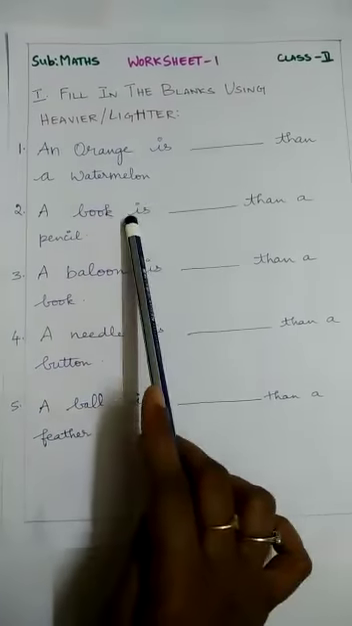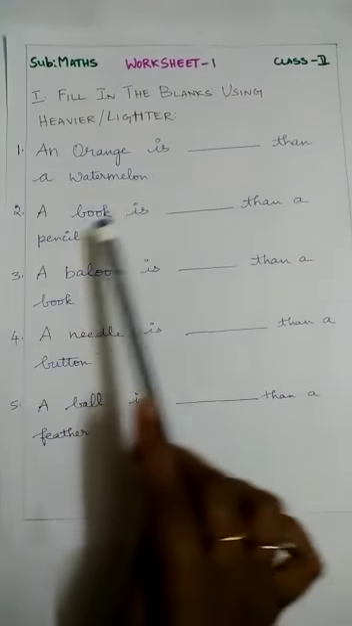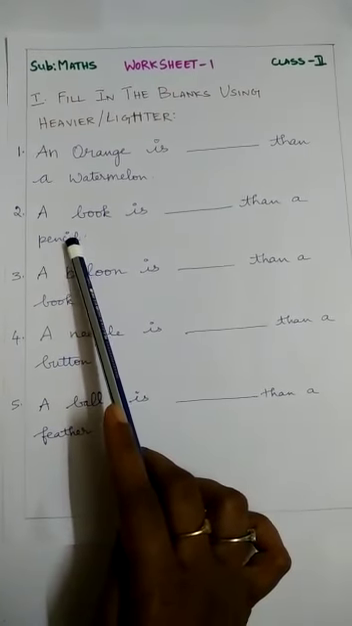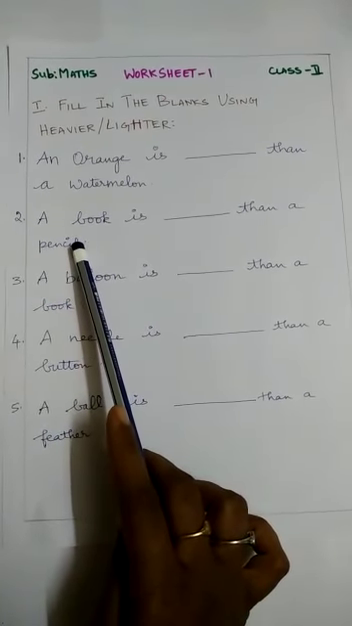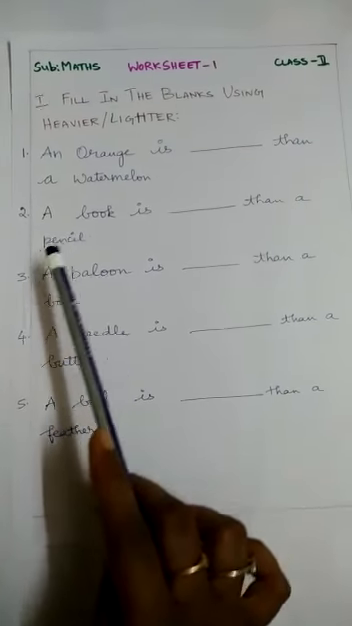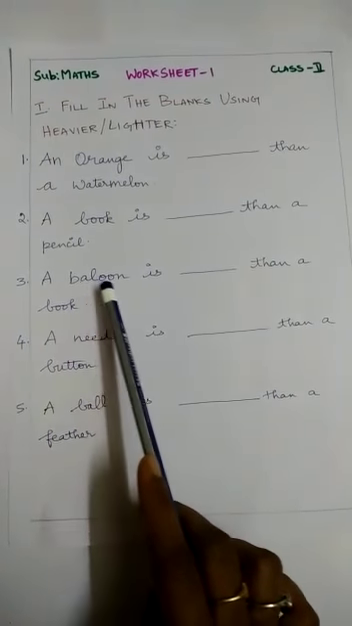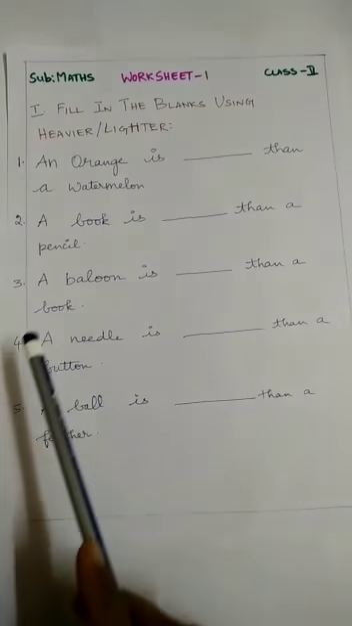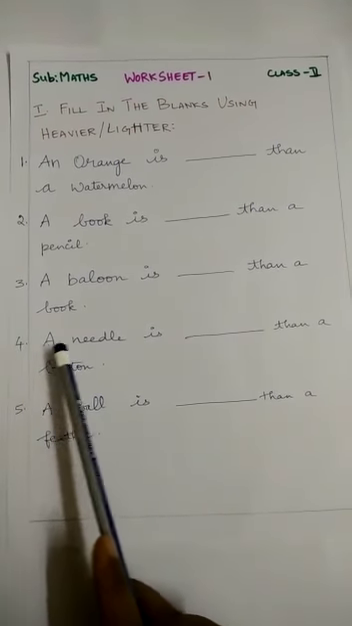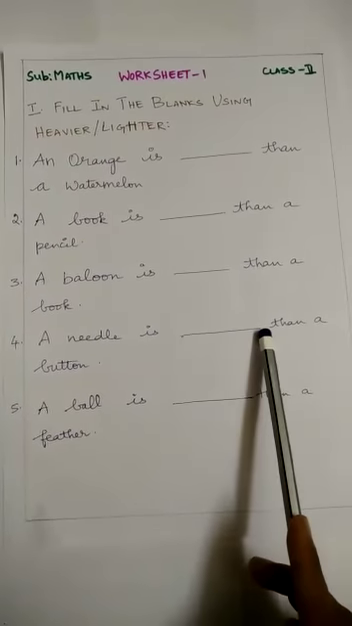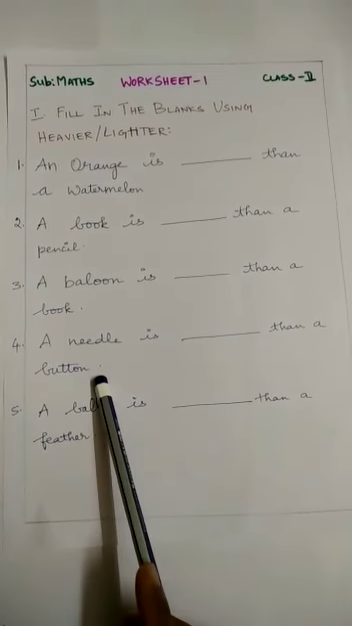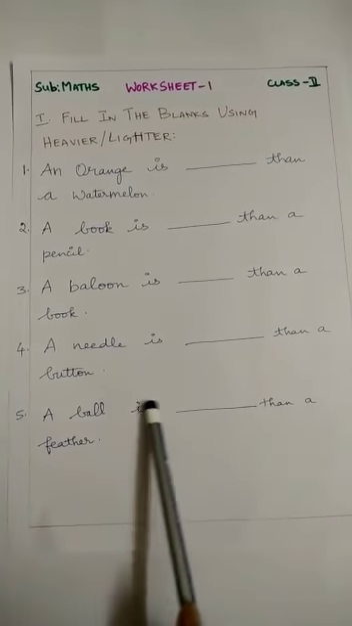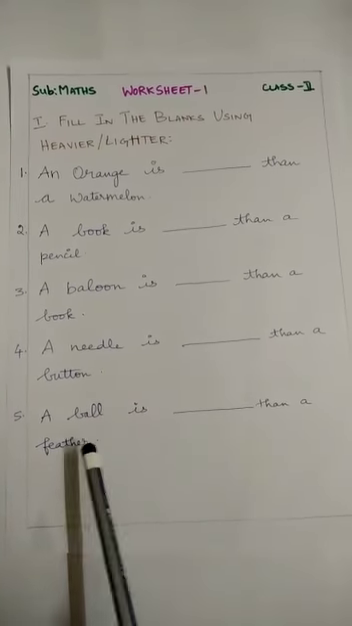Second, a book is dash than a pencil. Listen carefully, read carefully the question and answer it. Third one. A balloon is dash than a book. Fourth one. A needle is dash than a button. Fifth one. A ball is dash than a feather.